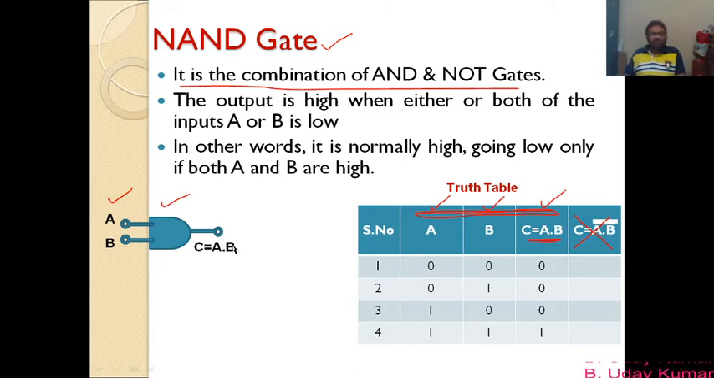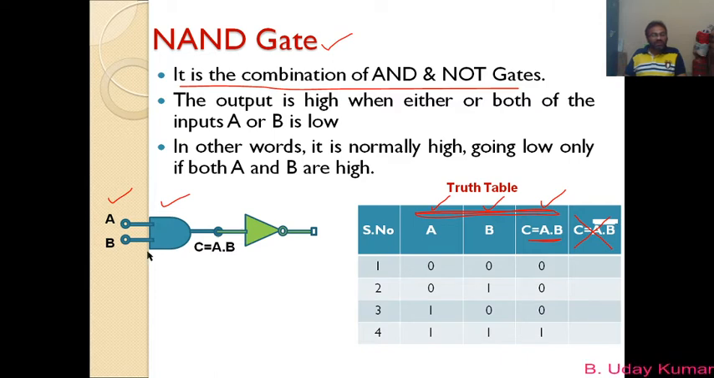So this we already studied, but here in this slide we are studying the NAND gate. So what is a NAND gate? A NAND gate is the combination of AND and NOT gate. So till now we just revised what we have already studied. This is an AND gate and this is the truth table of the AND gate. But the NAND gate is the combination of AND and NOT. That means if I apply the output of the AND gate to a NOT gate, you will get the NAND gate. Okay, so I hope it is clear.